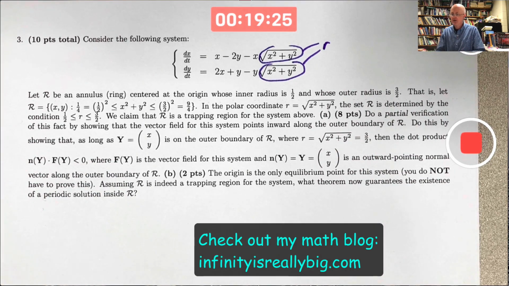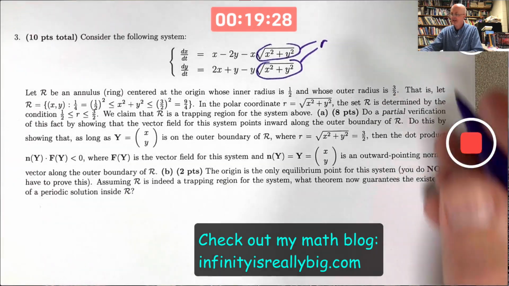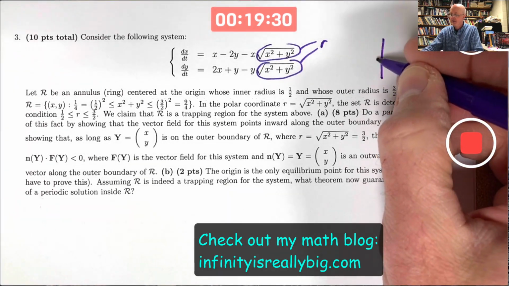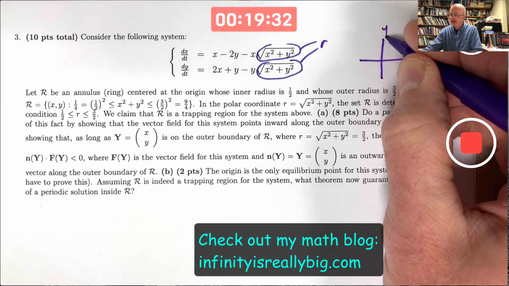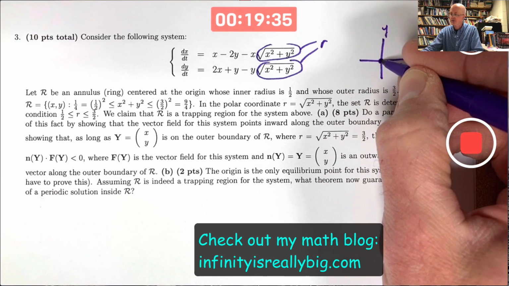I didn't make a picture of what the phase portrait looks like, but let me just quickly tell you without proving it. The phase portrait in the xy plane is going to have an equilibrium point at the origin.